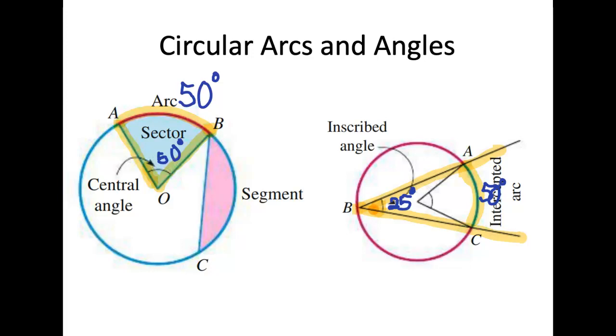Now the measure of a sector is an area. It's a part of the area of the whole circle. So we'd have to use that pi r squared and then consider this a fraction of the whole circle. And a segment here is even more of a part. It's bounded by a chord and an arc. And here again, it's an area that we're looking at for a segment.